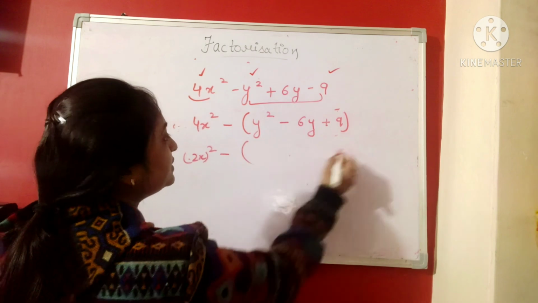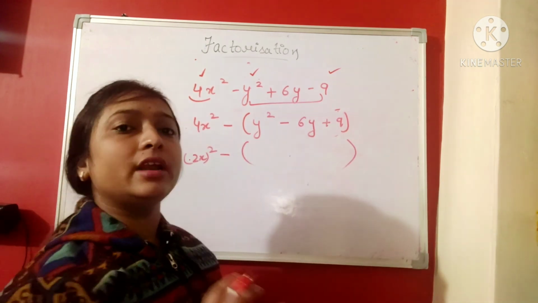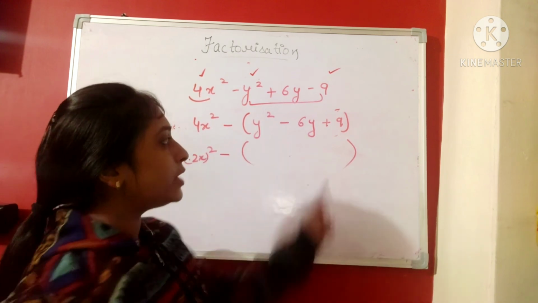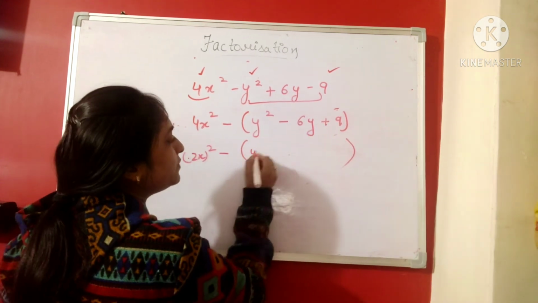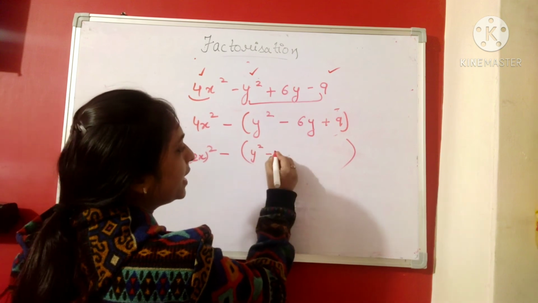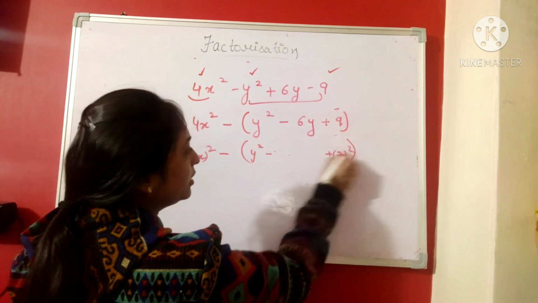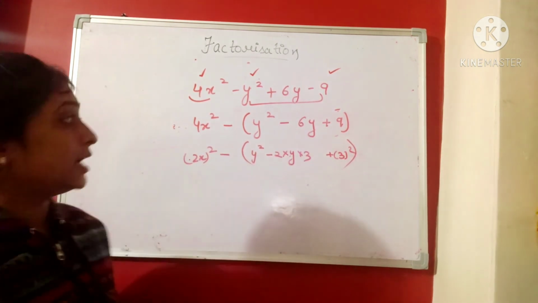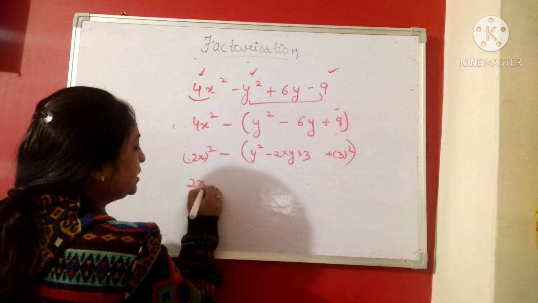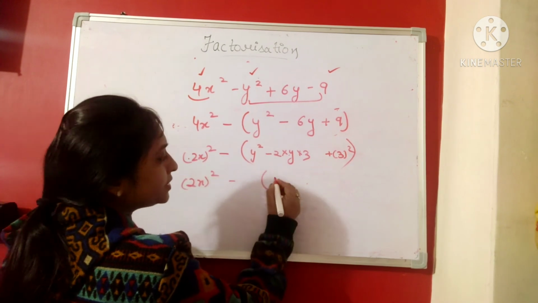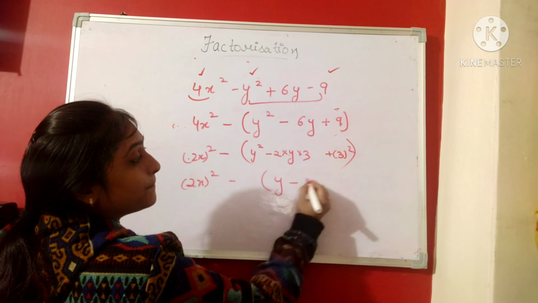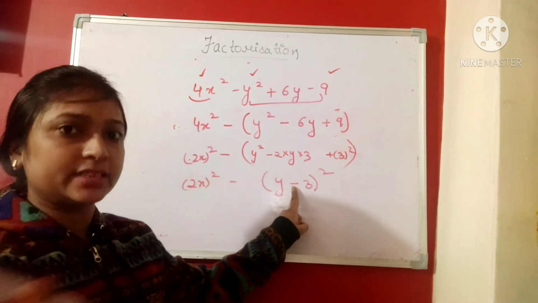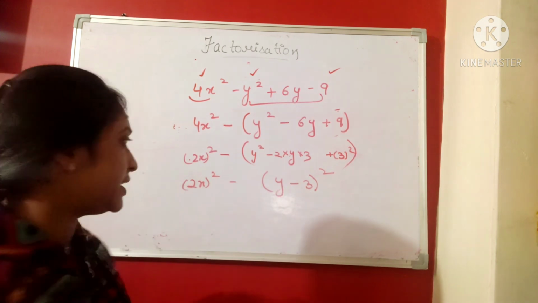In this, it is somewhat related to the second identity, because minus is there, this is also a perfect square, this is also a perfect square. So if we see y square minus or plus 3 square, then it should be minus 2 into y into 3. Yes, it is coming also. So we can write (2x) whole square minus (y minus 3) whole square. Y minus is coming here. I think it is very much clear because we have a negative sign over here.